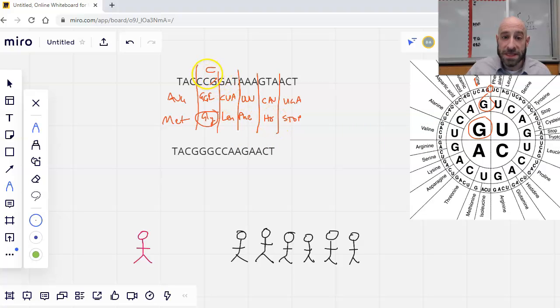But let's say it was CCA instead of CCC. Well, now we're going to have GGU. So again, same scenario, it doesn't affect the protein. So a lot of times these point mutations are completely harmless.